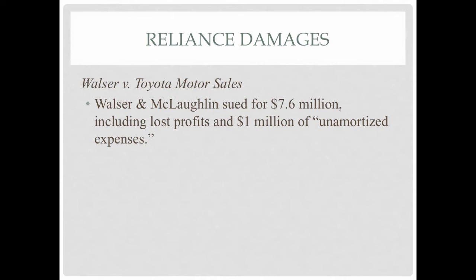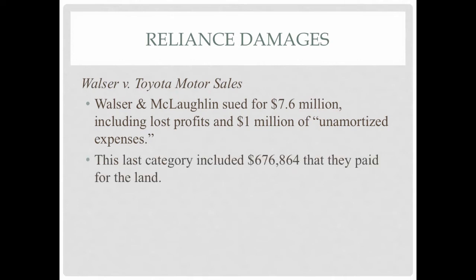they called unamortized expenses. You don't need to worry about the expenses that were unamortized except with respect to one category. The land that they purchased included $676,864 of purchase price that they actually paid out of pocket for the land.